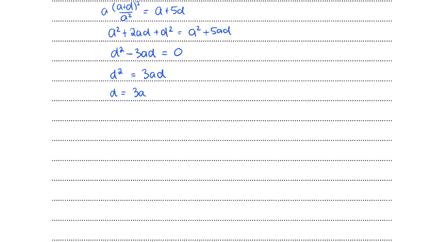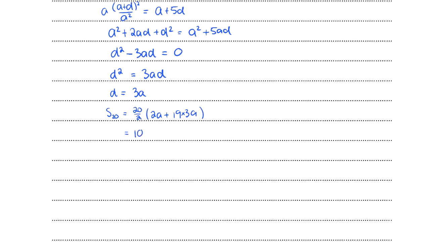We can do the sum of the AP of the first 20 terms, and of course the sum of an AP is equal to n on 2 times A plus n minus 1, so it's going to be 19, times D, but in this case, we are using 3A instead of D. And that is the sum of the first 20 terms in terms of A. We should just simplify it to make it look a little nicer.